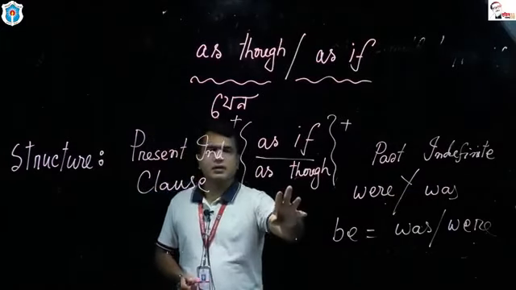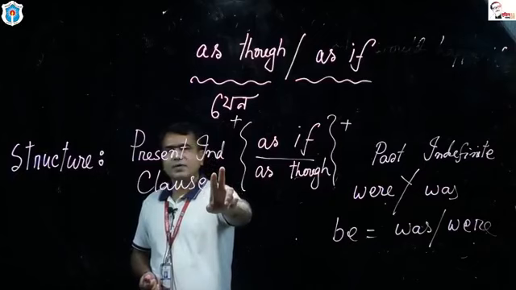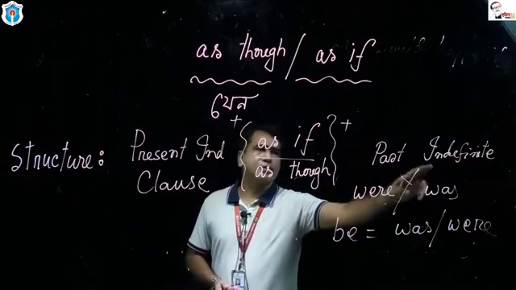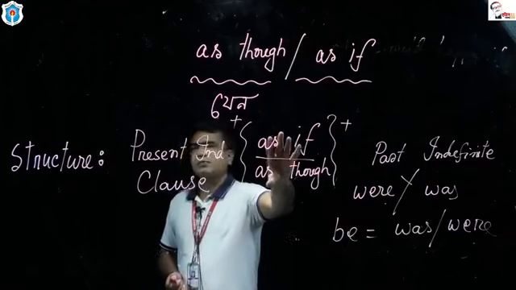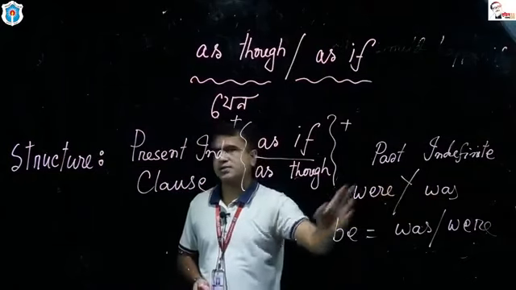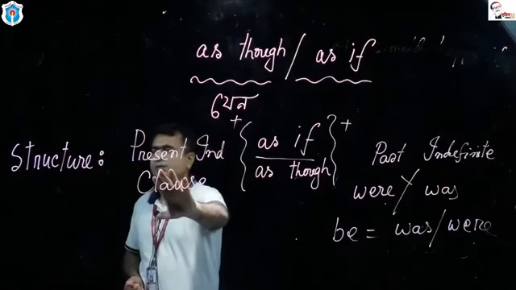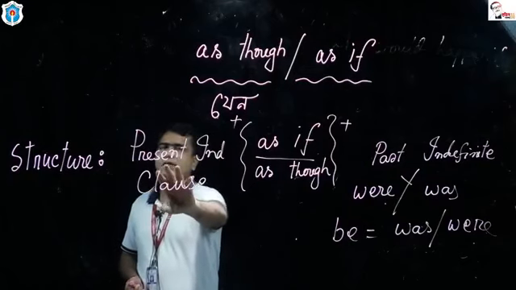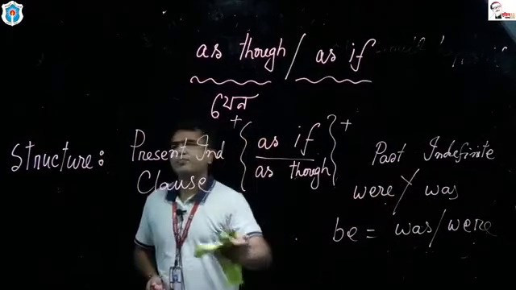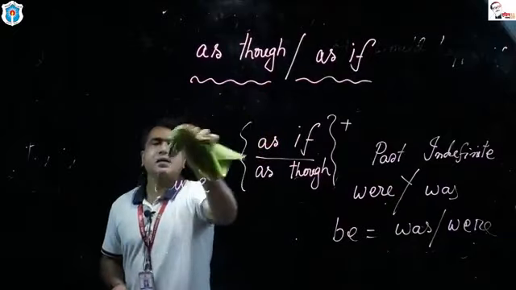So we should remember the above mentioned structure. That means, first of all, we write a present indefinite clause plus as if or as though. Again, we will write past indefinite tense. So, in right form of verbs, the bracket can be given in the first sentence or in the second sentence. But we should remember, if the second sentence is past tense, then the first sentence will be present tense. Again, if the first sentence is present indefinite, then we should write the second sentence in past indefinite. For example, I will give you a right form of verbs.